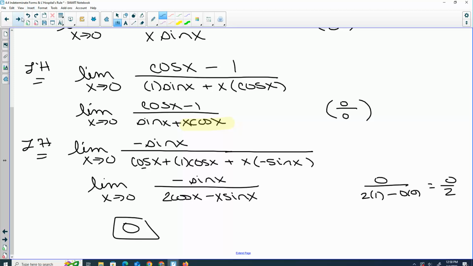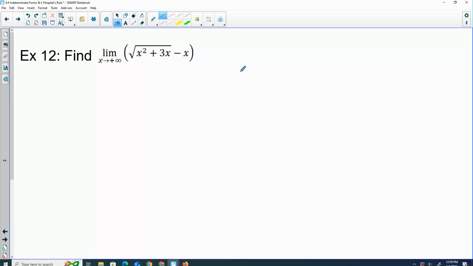Let's try the final problem for today. Alright, so if I'm plugging in positive infinity, a square root of a really big number is still a really big number, minus a really big number. So what do we have to do? We need to get it to become close together.